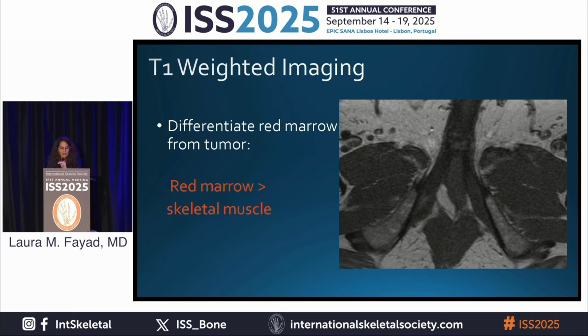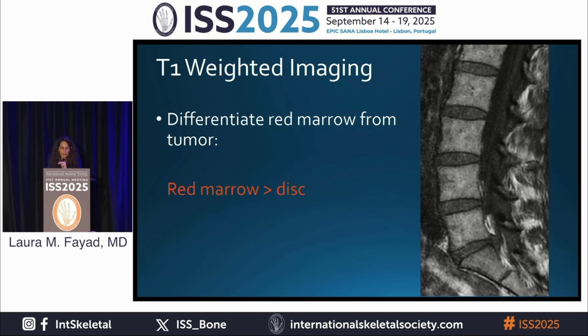So in the axial skeleton, we often, in the adult, have residual red marrow, and this is ill-defined, brighter than skeletal muscle on T1 weighted imaging. And in the spine, if you don't have muscle to compare to, then you can use the adjacent disc, and red marrow is brighter than the adjacent disc.